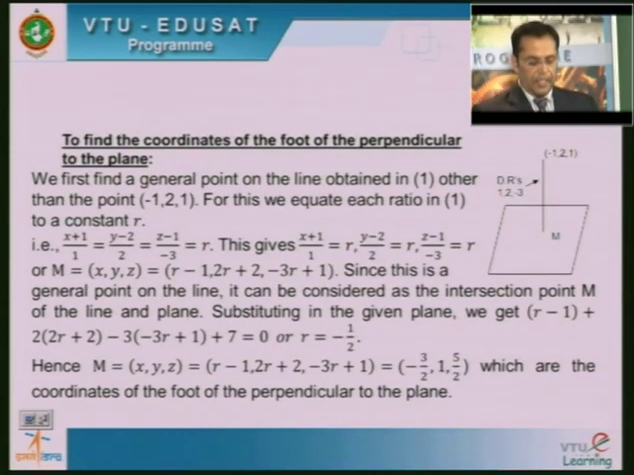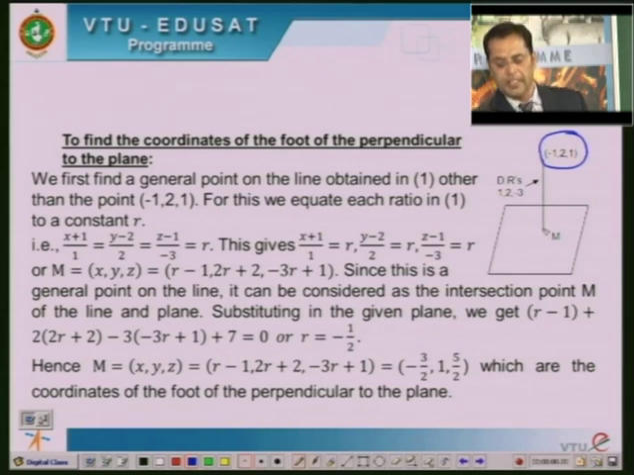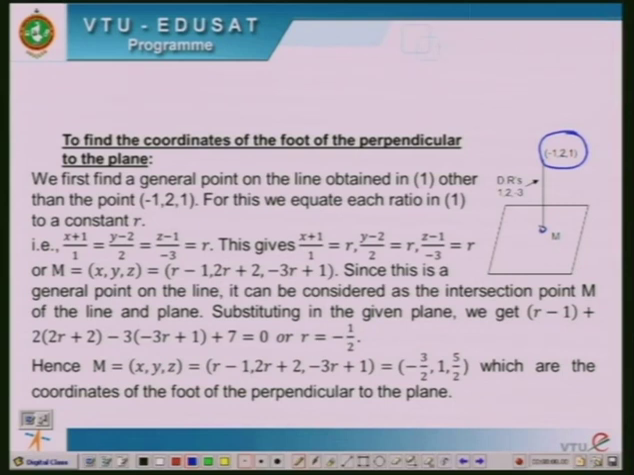Now, the line that you obtained is passing through the point (-1, 2, 1) and it has direction ratios 1, 2, -3. I require the coordinates of the foot of the perpendicular on the plane. This line, which is perpendicular to the plane, touches the plane at the point M. So it is sitting on the plane, and I want the coordinates of this point. This point is called the foot of the perpendicular to the plane.